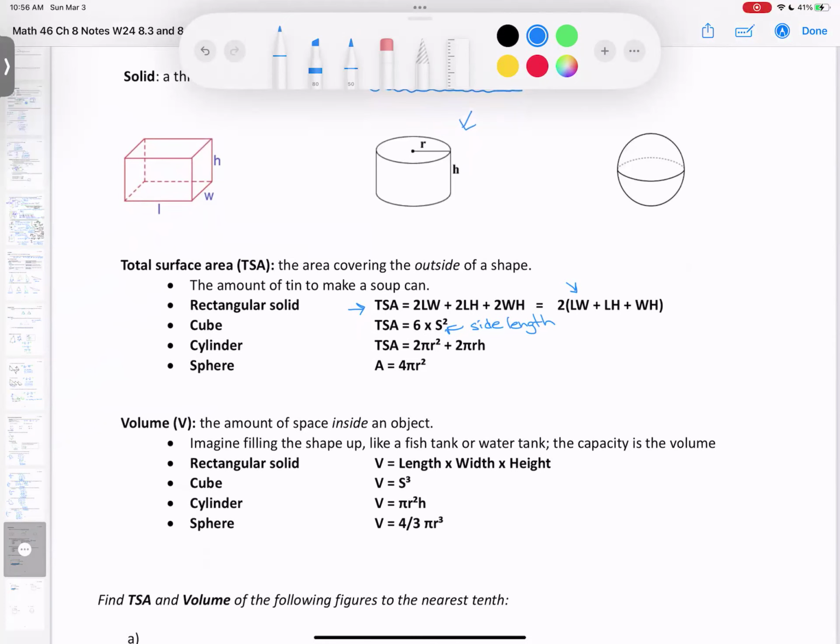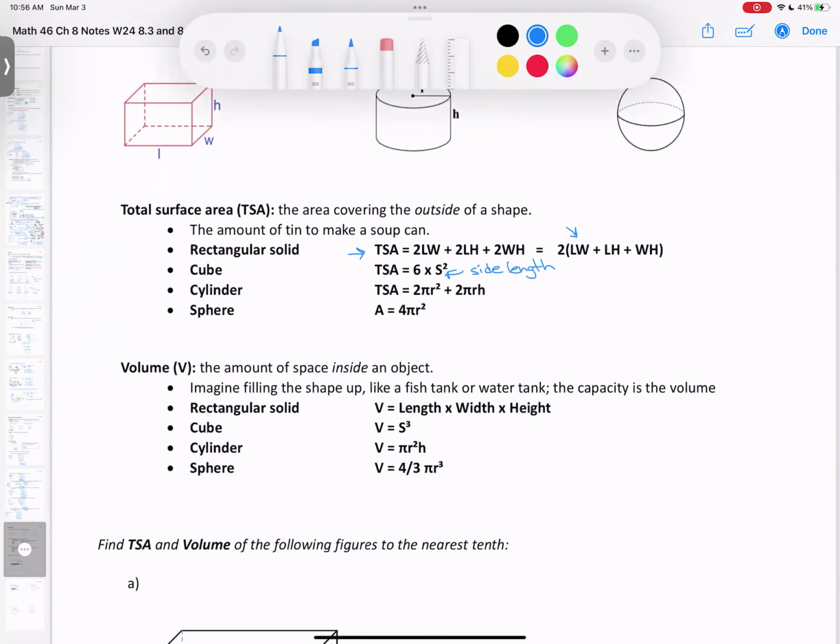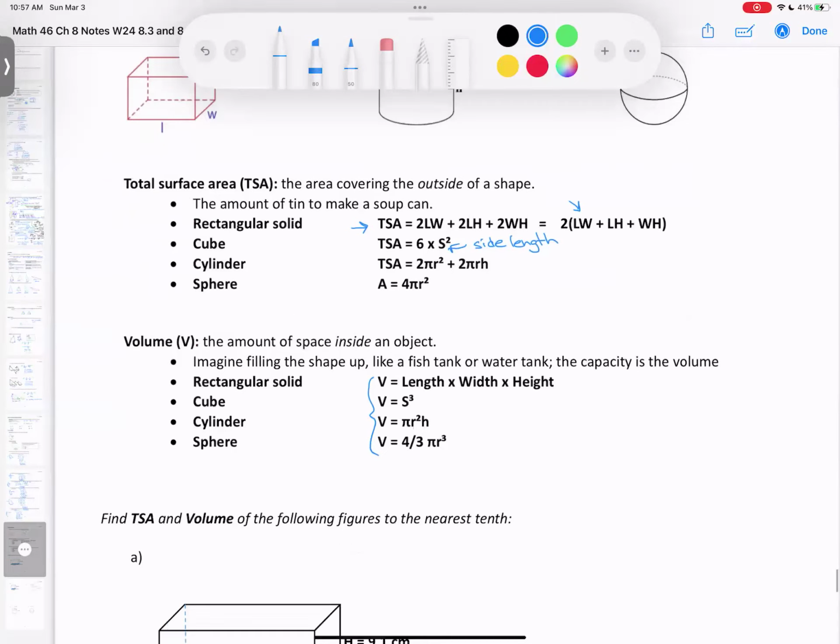Think of wrapping paper. Volume is the amount of space that's inside the object. So for example, that rectangular solid, imagine it was a fish tank. How much water would it take to fill that fish tank? Or you can even think of how much air would be occupying the space of that fish tank. And so there are also formulas developed for volume for all these different shapes here.